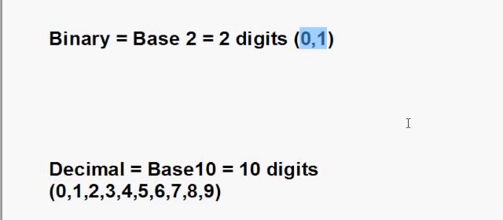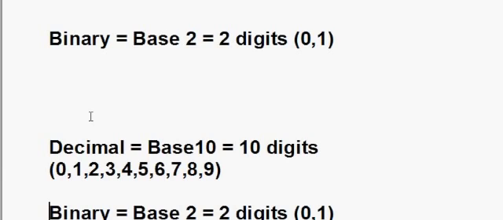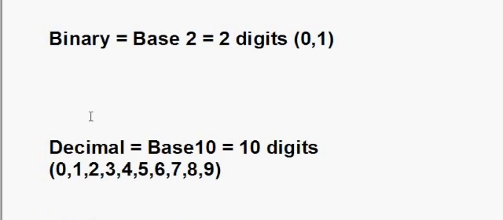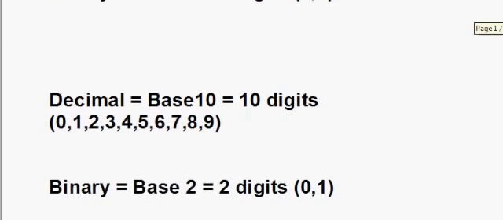Now, the decimal system is different. Okay, the decimal system is base 10, which means there's 10 digits that we use to count. We use 0, 1, 2, 3, 4, 5, 6, 7, 8, 9, and then when we want to say 10, we use a combination of a 1 and a 0, right? But these numbers are the ones we use. All right.